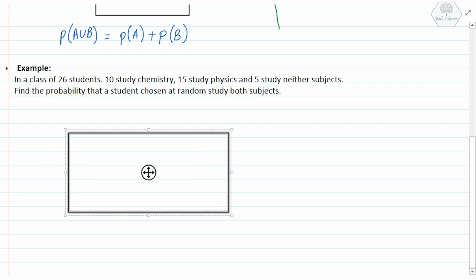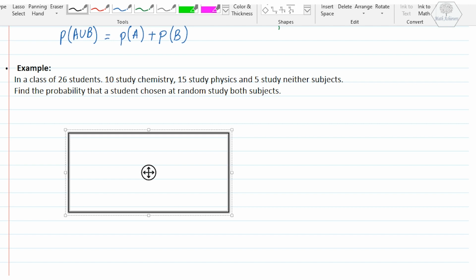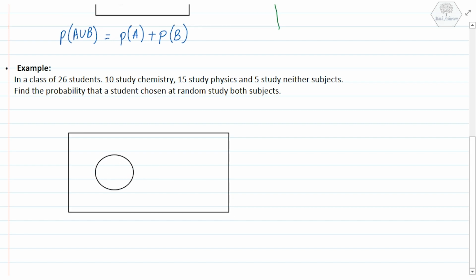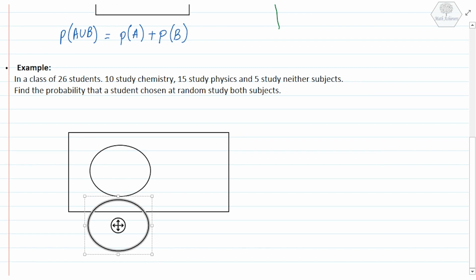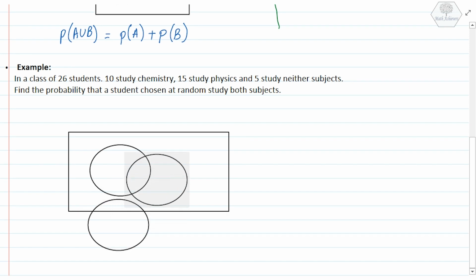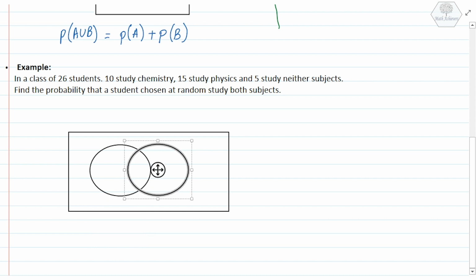I have this, and I'll be drawing 2 circles inside, one for event A and one for event B. Event A is the students who study chemistry. I label it with C. And these are the students who study physics. And this is my universal set.